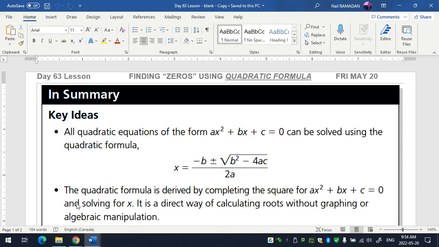So we're getting very close. Listen up. We're getting very close. According to the timetable, we're getting very close to the end of this unit.